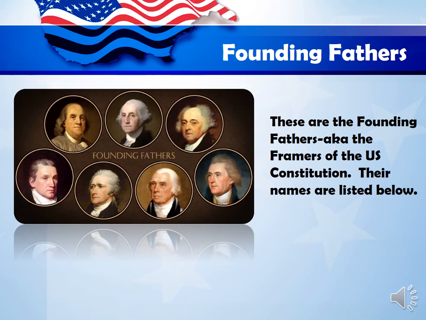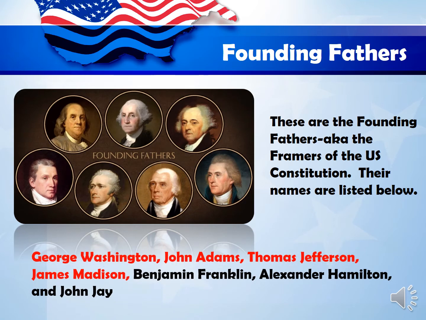These are the founding fathers, also known as the framers of the U.S. Constitution. Their names are listed below. We have George Washington, who was the president at the time of the writing of the Constitution and the signing, John Adams, Thomas Jefferson, James Madison, Benjamin Franklin, Alexander Hamilton, and John Jay. Now, the persons listed in red were all U.S. presidents, and they are listed in the order of their presidency. So George Washington was the first, John Adams second president, Thomas Jefferson third, and James Madison was the fourth president of the United States.